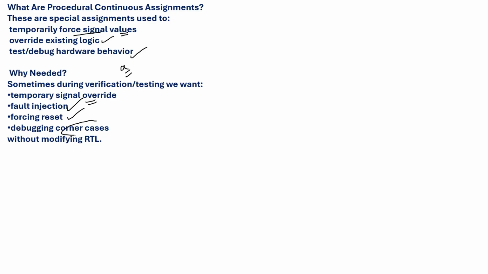Sometimes corner case bugs are not identified there. Okay, so without modifying your RTL, you are changing some variables. So that is the purpose we are using procedural continuous assignments.